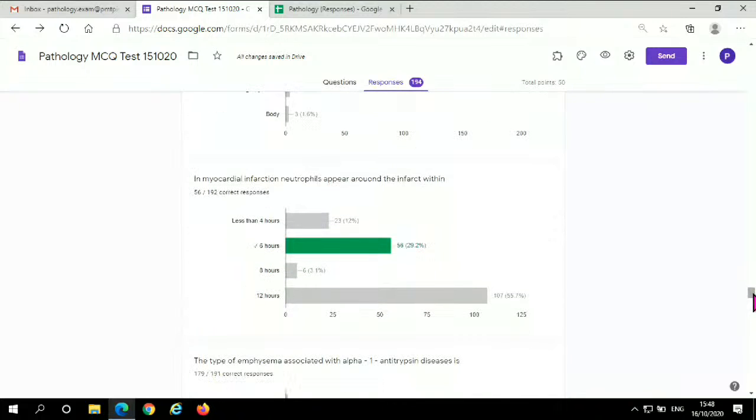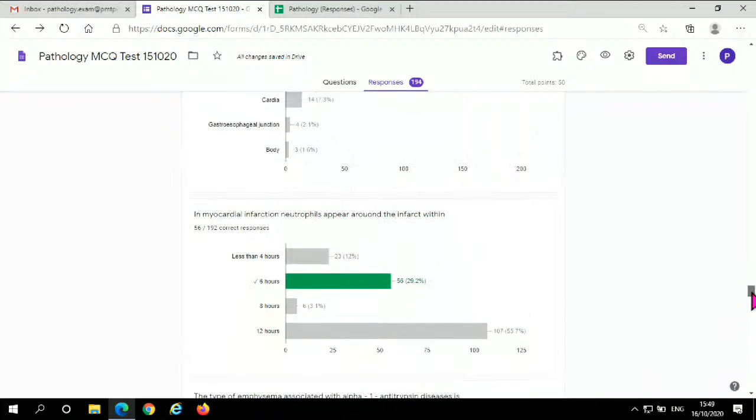In myocardial infarction, neutrophils appear around the infarct within less than 4 hours, 6 hours, 8 hours, or 12 hours. Less than 4 hours, you might think about it because it is inflammation occurring acutely. But after infarction, when secondary changes start occurring, thereafter the process of inflammation will start. Initially it is infarction, no necrosis is seen, and for changes in the myocardium to develop, it will take around 4 to 5 hours. So around 6 hours neutrophils will be reaching the site, and therefore 6 hours is the correct answer. 12 hours is slightly too long, which most of you have given.